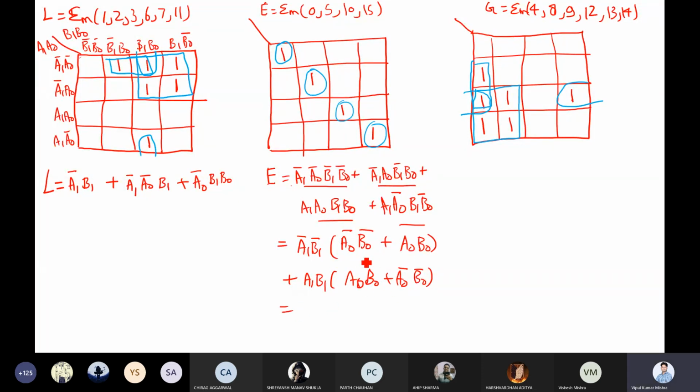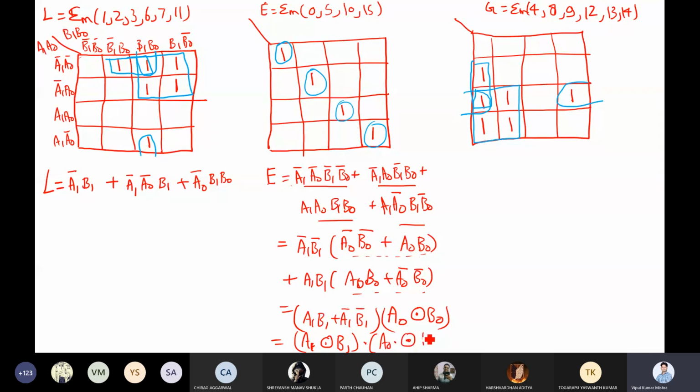Now, what will we get here from this? From this, both are same. Can we say it is your X NOR? Yes, sir. So let's say it is A0 X NOR B0. Now, once you take this common, what will we get here? A1 X NOR B1. So ultimately, finally, you'll get A1 X NOR B1 dot A0 X NOR B0.